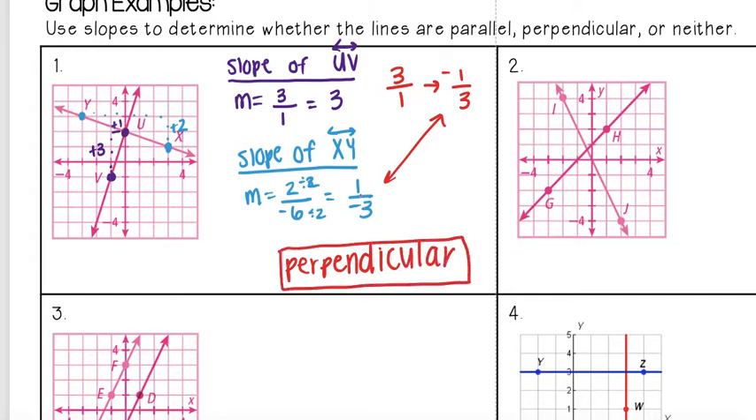And if I go the other way around here, if I flip that, I get negative 3 over 1, which is just negative 3. And if I take the opposite sign, I get a positive 3. So you could look at it either way.